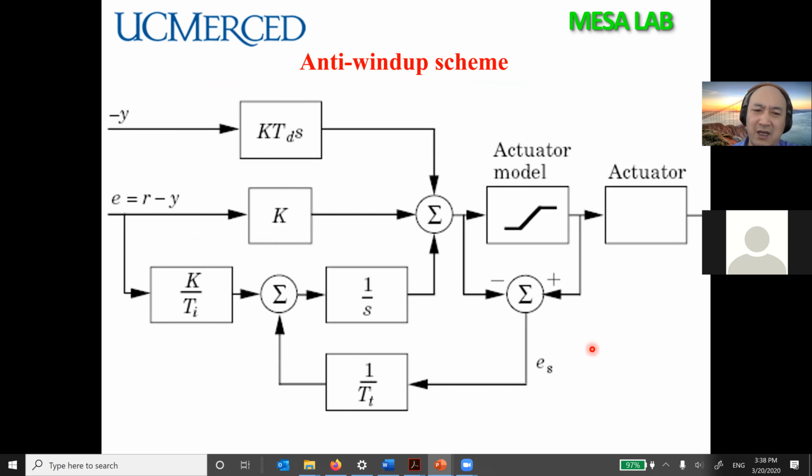And everybody in my class, if you say you took control with Dr. Chen, you have to know this. You can even draw this block diagram with eyes closed. So you should do that. This thing is called the anti-windup scheme. This is the input, this is the output. This is saturated, so the saturated one is smaller than the actual one. The actual is the big one before I saturate.